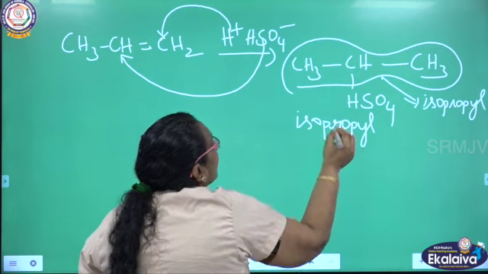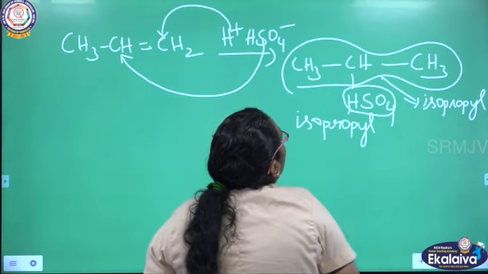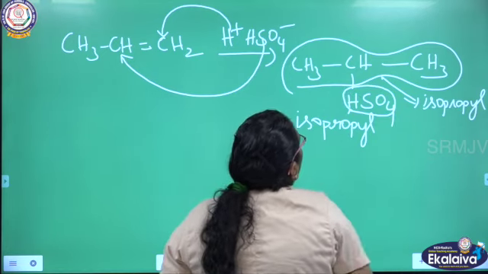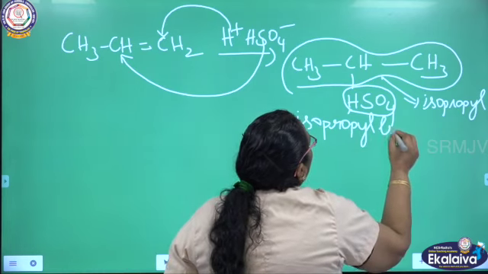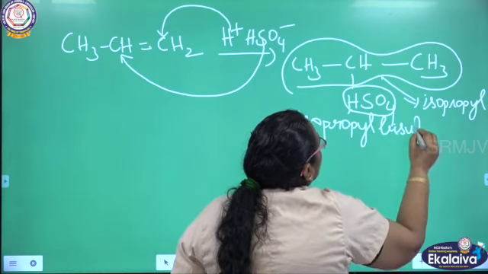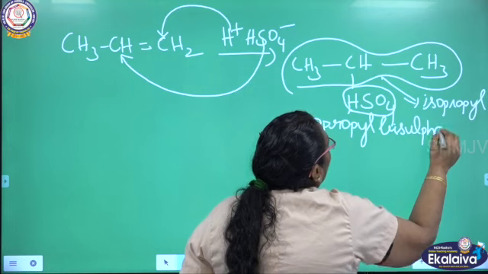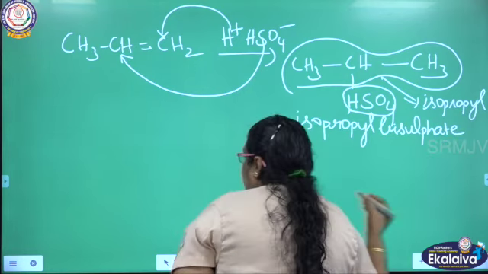Isopropyl, what is this ion? Bisulfate ion, or hydrogen sulfate. So isopropyl bisulfate. This is according to Markovnikov's rule. So the first compound is over.